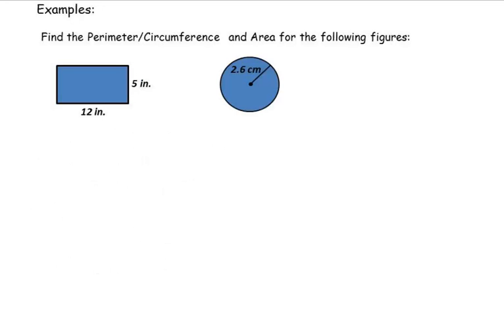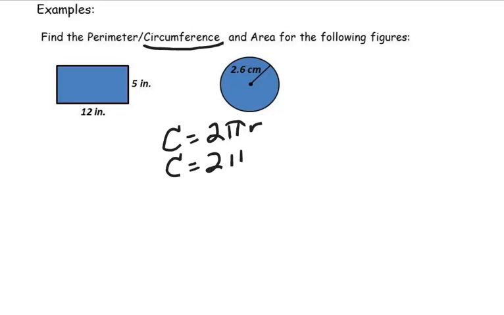We have a circle. So this is where I'm going to use the circumference. And we know that my circumference is 2 pi r, pi times diameter, or 2 pi r. I don't have the diameter here, so I'm going to go ahead and use the 2 pi r. My circumference is going to be 2 times pi times my radius of 2.6 centimeters. Now, in standard practice, if you have decimals in your problem, then your answer can have decimals in it.